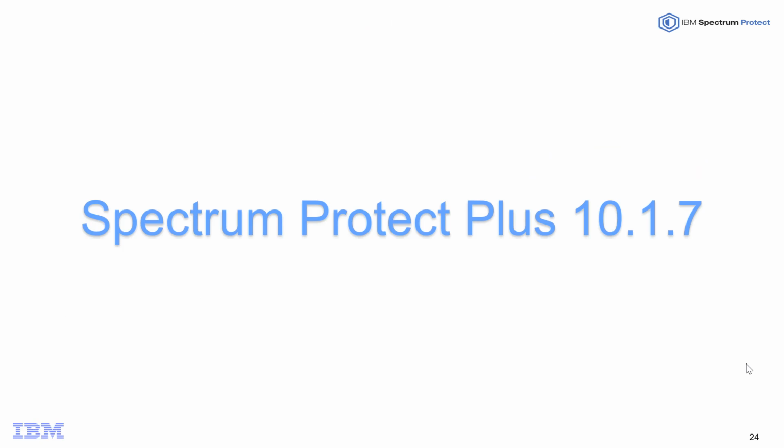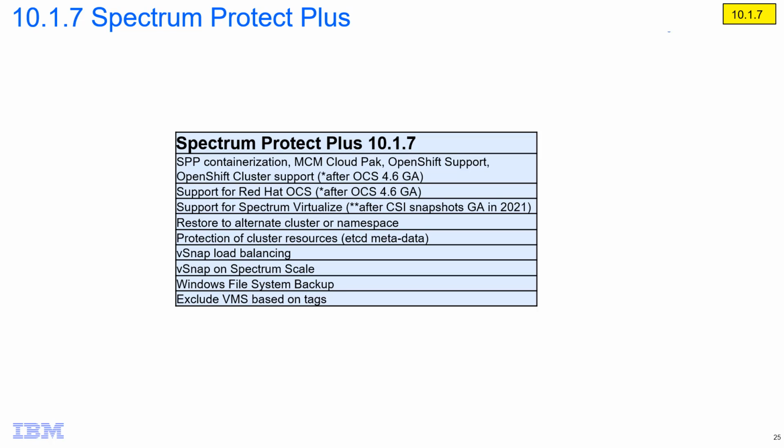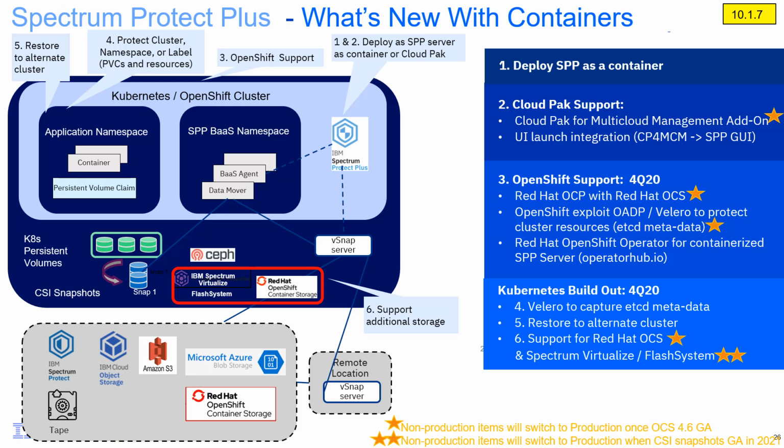Okay, thanks, Sean. Moving on to Spectrum Protect Plus version 10.1.7. I'll be covering the container enhancements, and then I'll turn it over to Sean to cover the rest of the Spectrum Protect Plus enhancements. So Spectrum Protect Plus version 10.1.7 is really exciting for all of the new enhancements in container backup. And I'm going to go through and talk about these 6 areas of enhancement.